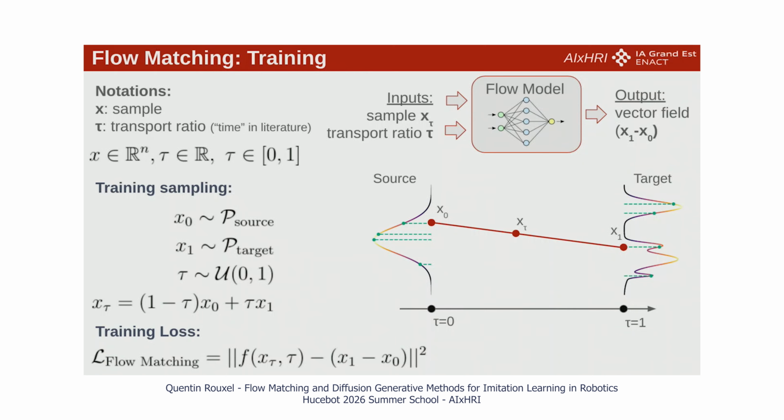We are going to have the transport ratio, which is how much we are progressing between the source distribution and the target distribution, and will output our vector field. So again, the transport ratio, when it's equal to 0, it means we are at the source. When it's equal to 1, which means we have arrived at the target distribution, and anything between 0 and 1 is in between the transformation.